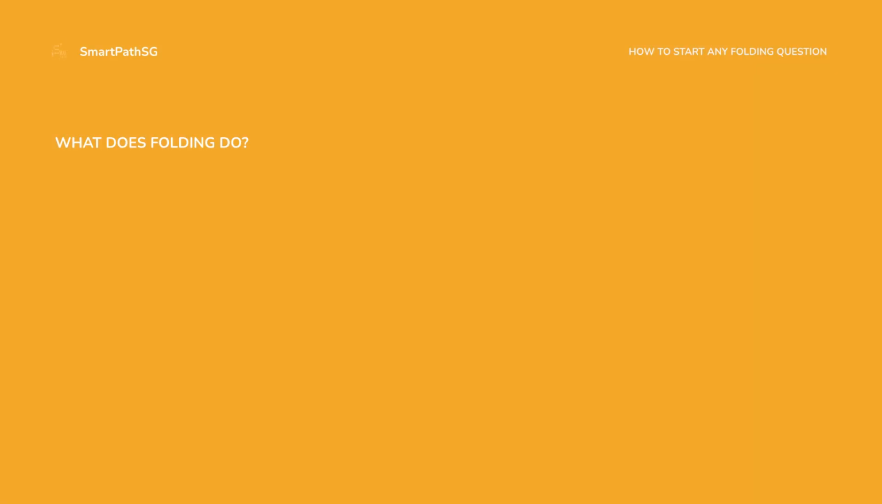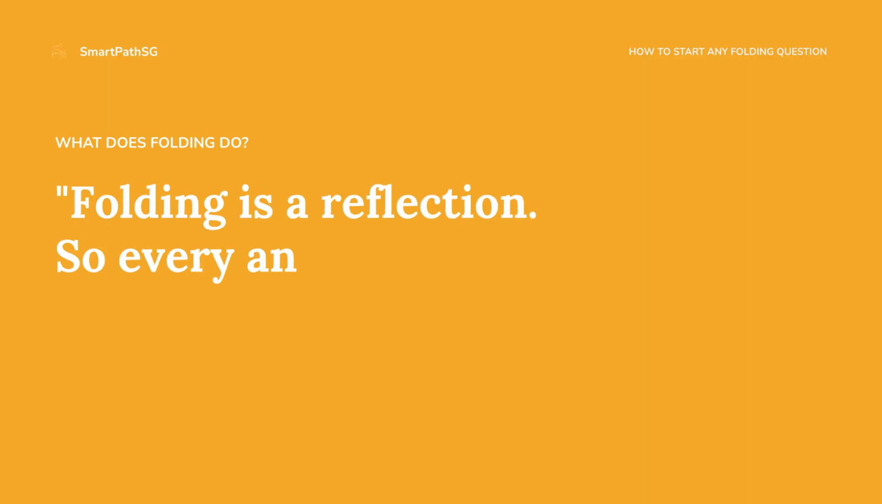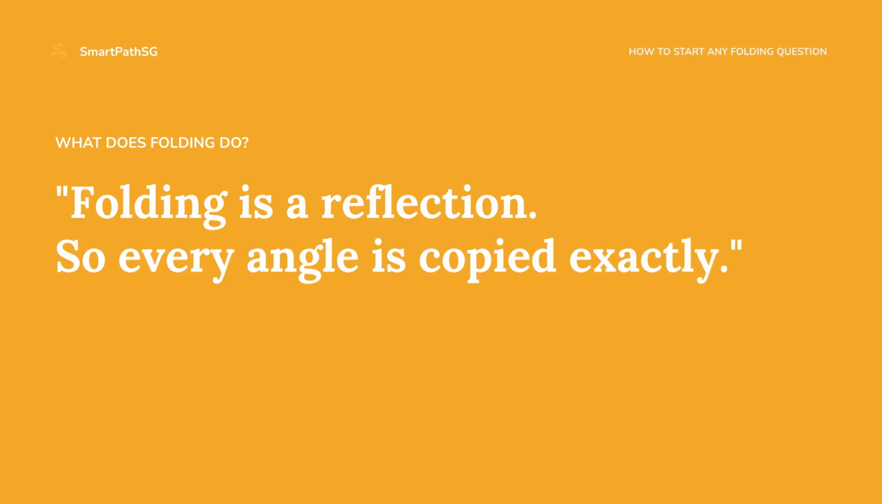We need to first understand what folding does, because everything else depends on it. Folding is a reflection in the crease DE. Paper doesn't stretch, so every angle inside the flap is copied exactly. It just lands somewhere new on the page.